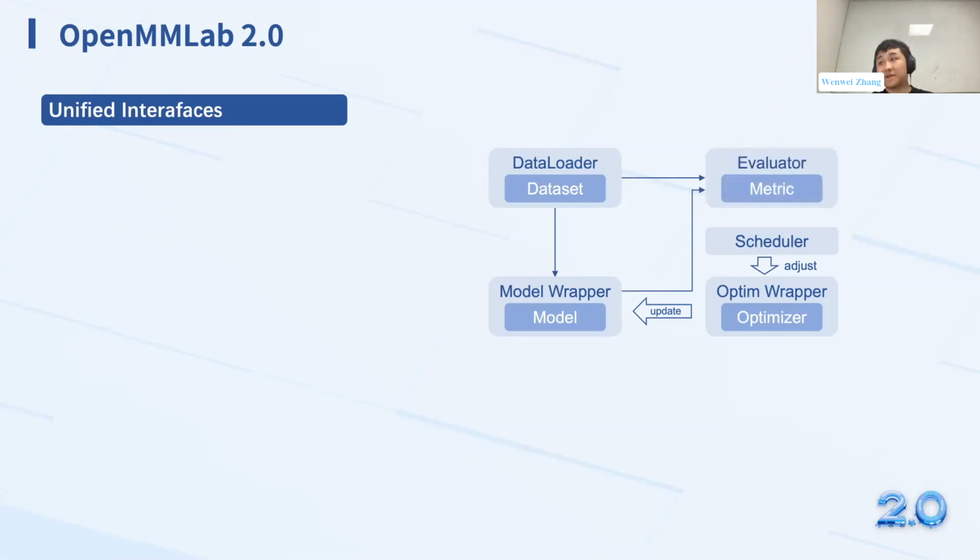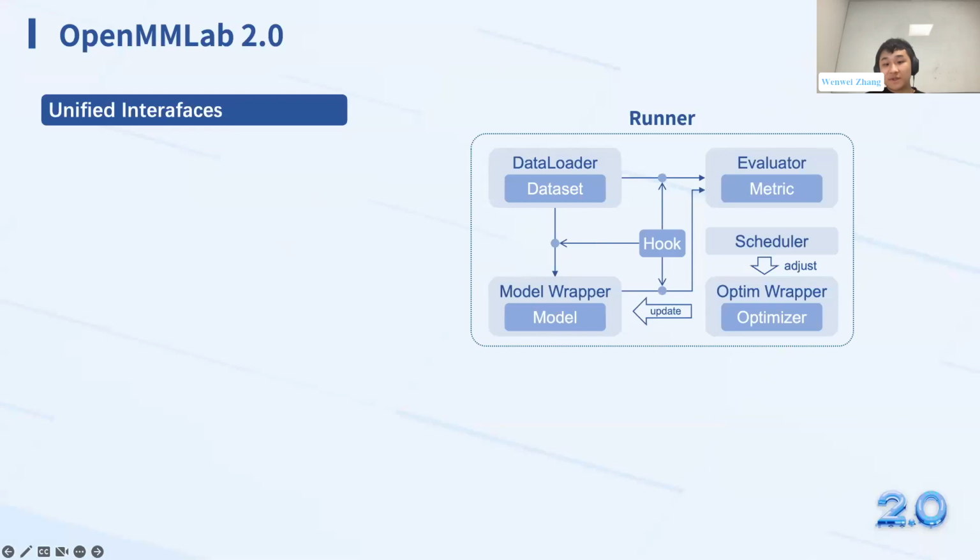In the evaluation process, we have an evaluator, and this evaluator contains many metrics like accuracy, mean IoU, or COCO AP, etc. All these modules are controlled and manipulated by the runner, and to allow users to customize the training process, we also insert many hook points in the training process. Users could implement any kind of customized hooks to execute at these hook points to control the training process as they want.